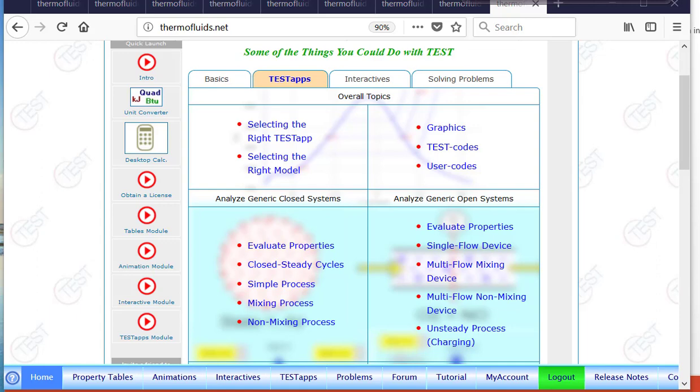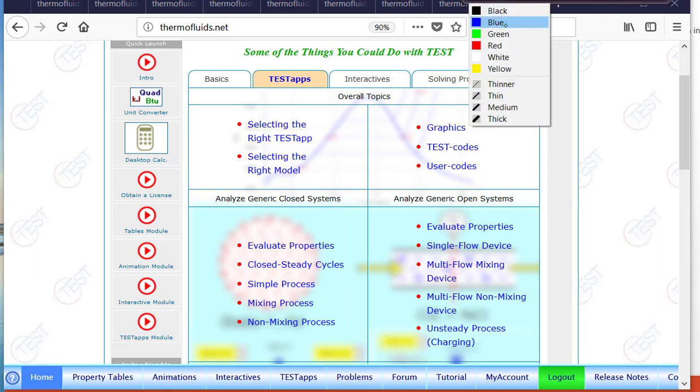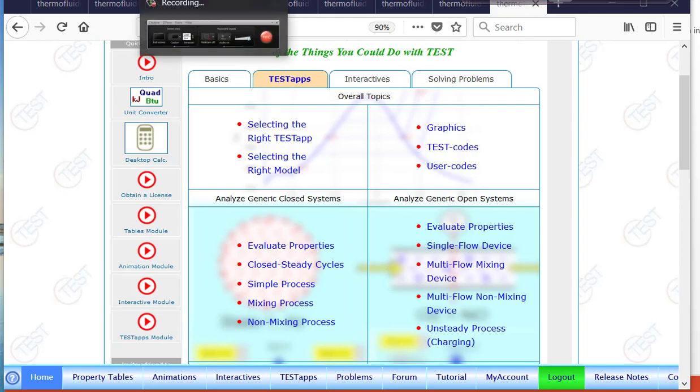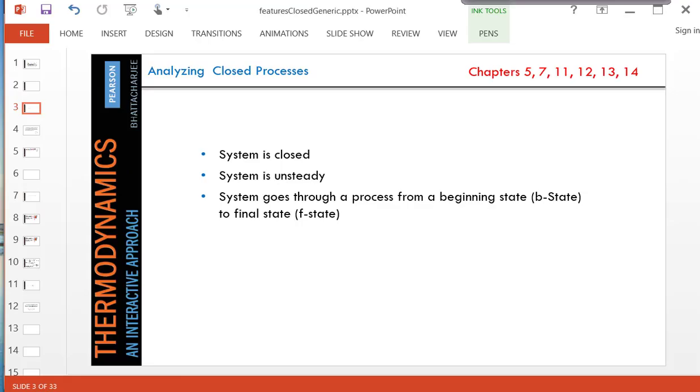Hello and welcome. You can use test steps for analyzing closed processes. But before going over this video, please make sure that you know how to evaluate properties of closed systems. Okay, so let's go and take a look at what we mean by a closed process.